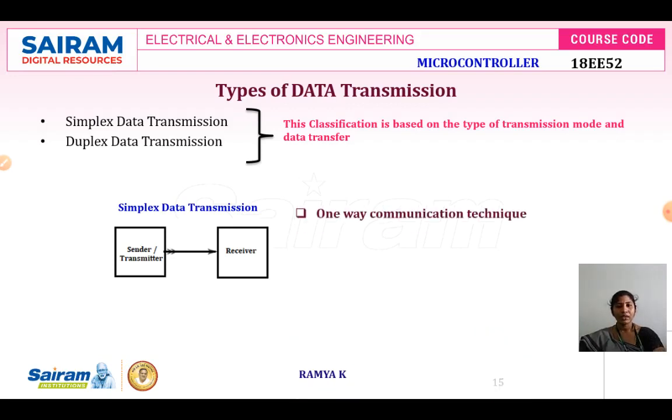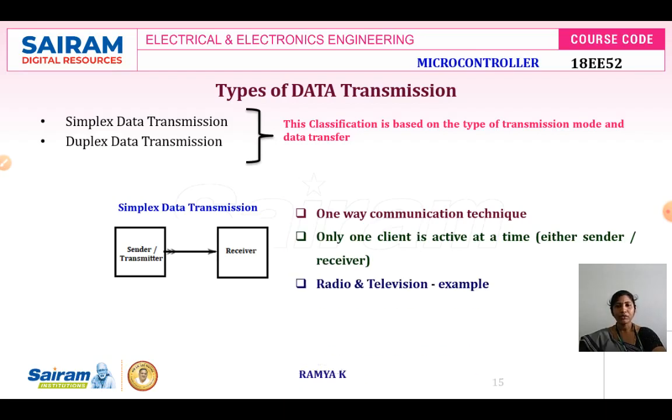Simplex data transmission is nothing but a one-way communication technique where the data can be transmitted only from the sending end to your receiving end. But you cannot send the data from the receiving end to the transmitting end. That is why it is called your one-way communication technique. It means only one client will be active at a time, either a sender or a receiver.